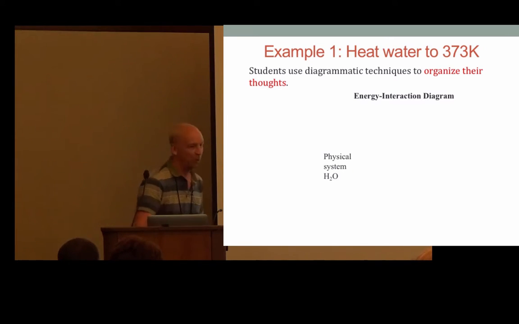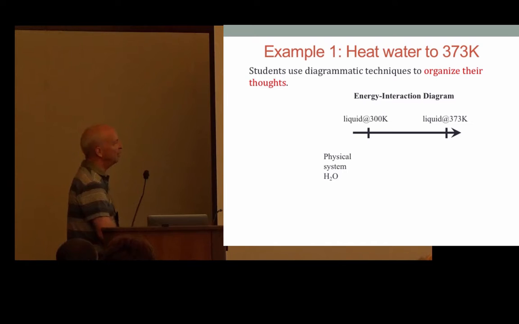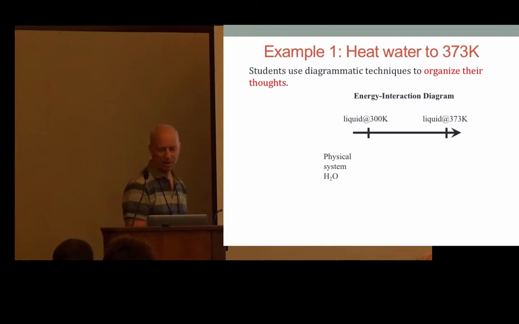So what physical system are you talking about? Well, the water. We start bringing in other things, it gets more complicated, and all we really know about is the water. So it makes sense to identify the initial and final states as the liquid state of water at room temperature, say, and the final state at the boiling point.